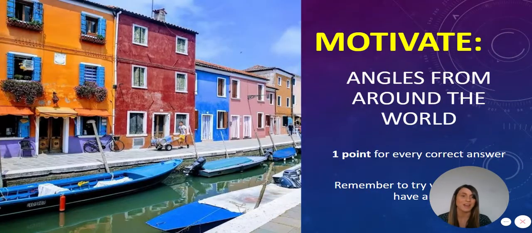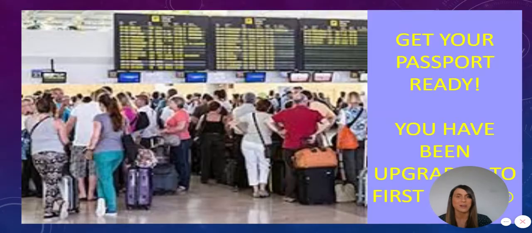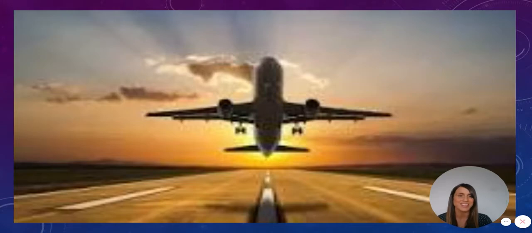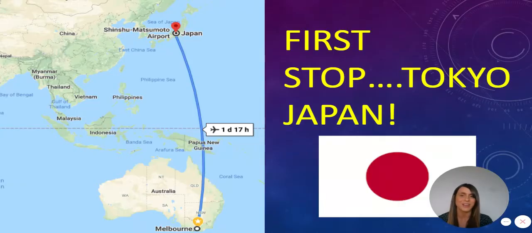So let's get into our motivate. Angles from around the world. We're going to go on a bit of a journey and discover what angles there are in different countries. And you're going to get 1 point for every correct answer and have a go and have some fun. So passports are ready. We're about to get on a plane. You've been upgraded to first class. Our first stop is Tokyo, Japan.